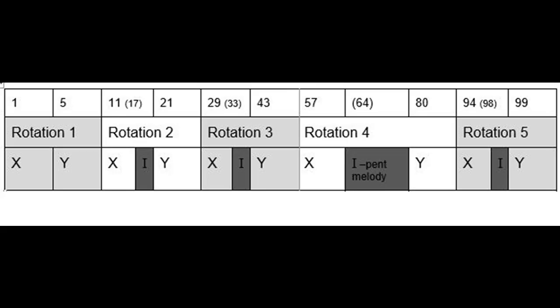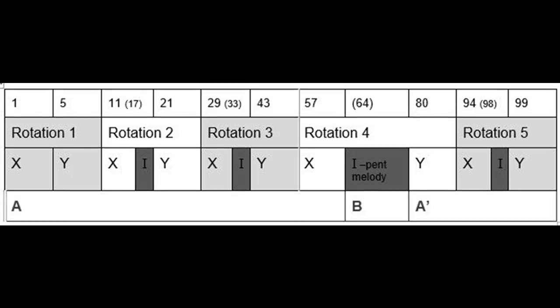And for that reason, some people have interpreted this piece as a sort of loose ternary form, with the X and Y rotations forming a long initial A section and then a brief contrasting pentatonic B section, which is the interpolation in what we're calling rotation 4, and then a return to the X and Y material in the last part of the piece, forming a final A section.